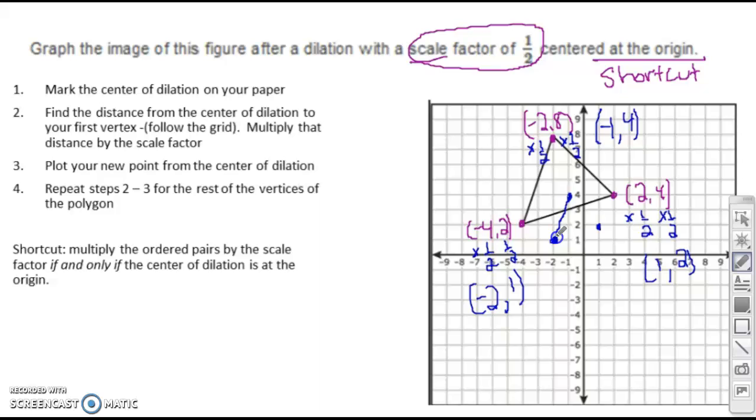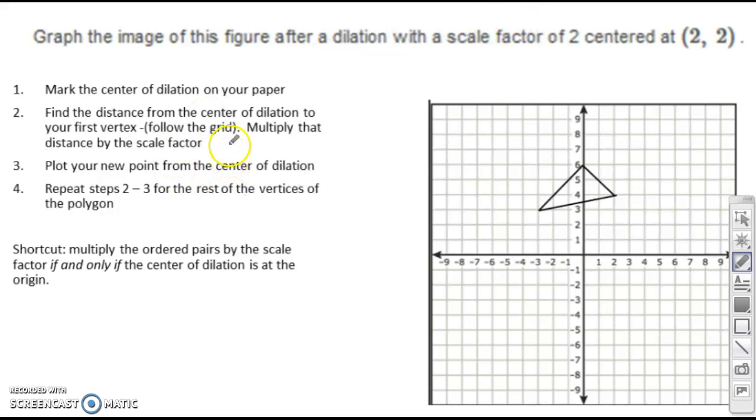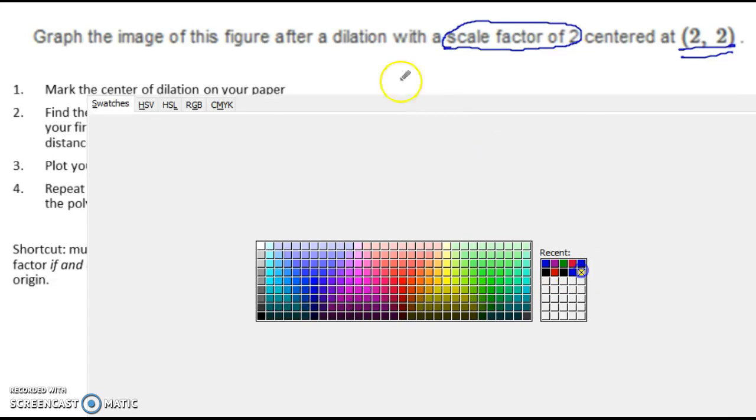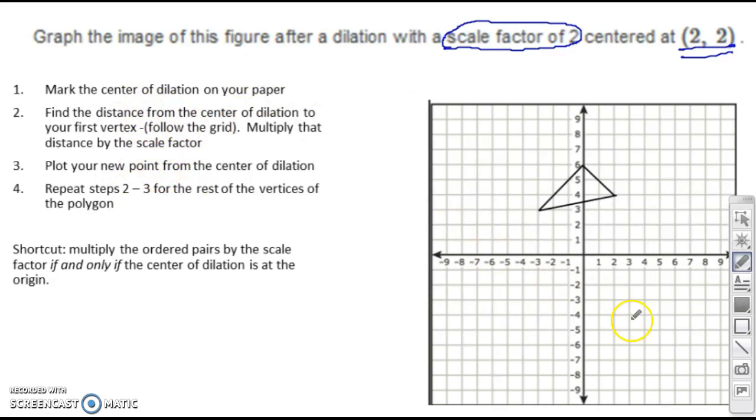So this would be my new triangle that's half the size, centered at the origin. Okay, the next one says, graph the image of this figure after a dilation with a scale factor of 2, so we're making it twice as big, centered at 2, 2. You cannot take the shortcut unless it's centered at 0, 0. So for this one, we have to use our 3 or 4, however many steps.